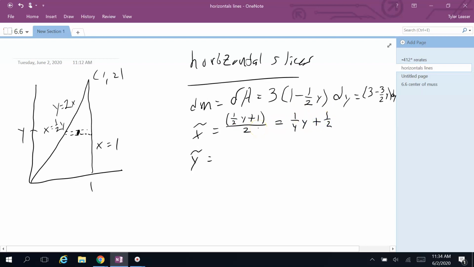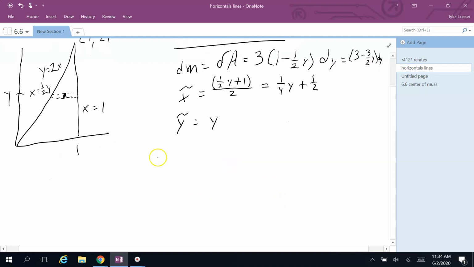The y wiggle, though, is pretty nice, luckily, because the y wiggle is the y coordinate of the center of mass, but if my slice is located at y as it moves up and down the y axis here, then that is going to be the y wiggle. Okay, now we do our integrals. So the total mass, and this had better come out to be 3, the total mass is just integrating over dm. Because we are integrating along the y-axis this time, my y-axis goes from 0 to 2 for this triangle. dm was this awful looking thing, 3 minus 3/2 y dy.